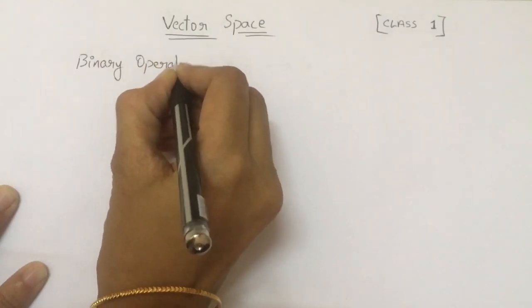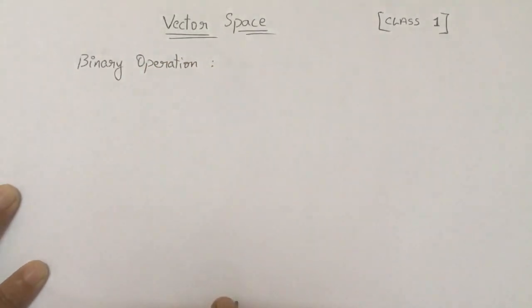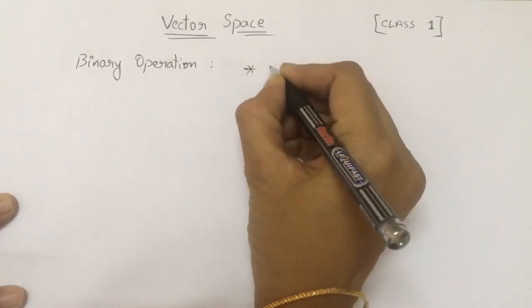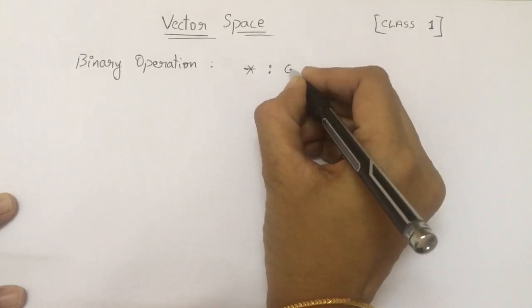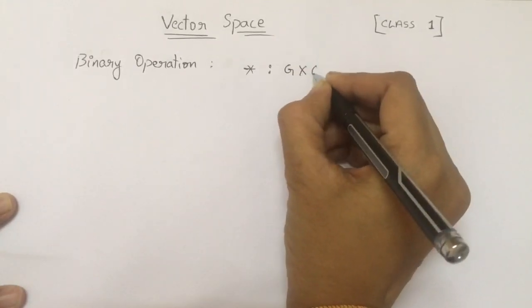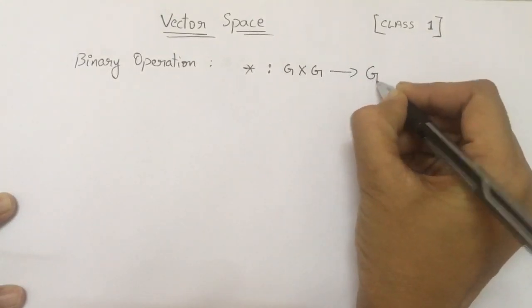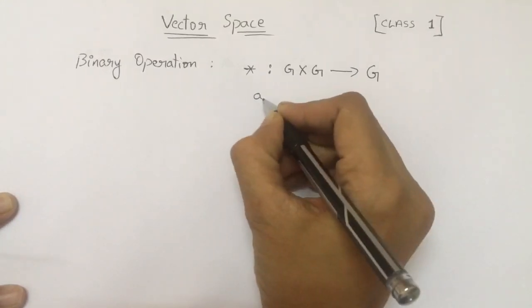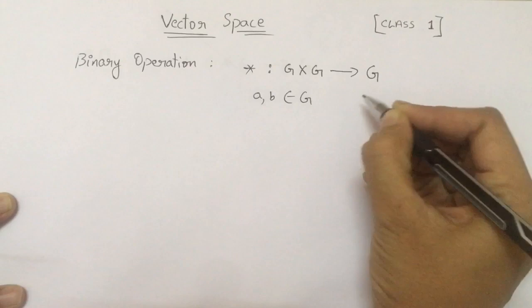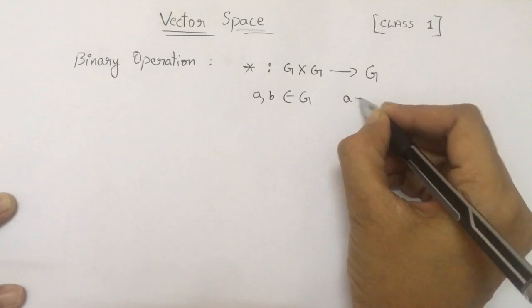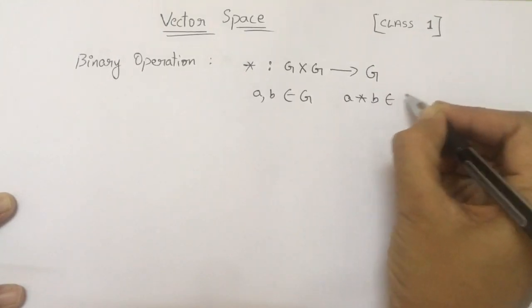Binary operation. It's a function or a mapping which combines two elements of the set to produce another element of the set. Suppose star is a binary operation, then it combines two elements of the set, say G cross G gives G. Suppose A comma B belongs to G, then the binary operation star is defined like this: A star B also belongs to G.